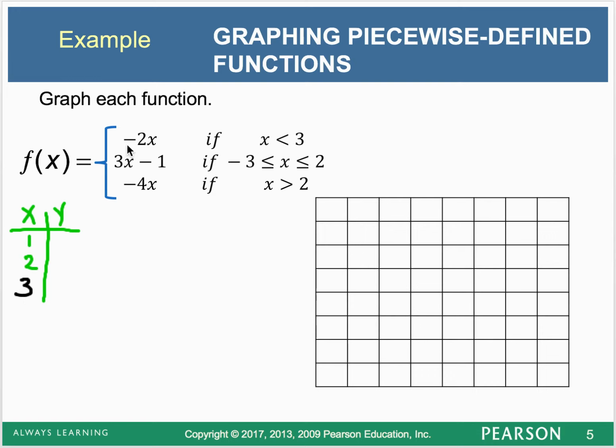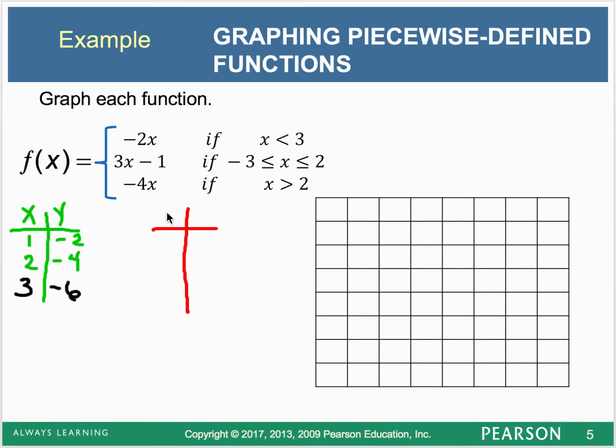So -2 times 3 is -6. Okay. And then -2 times 1 is -2. -2 times 2 is -4. Once again, I'm going to find my values here so I know how to adjust my scale. So I'll do the second one here.